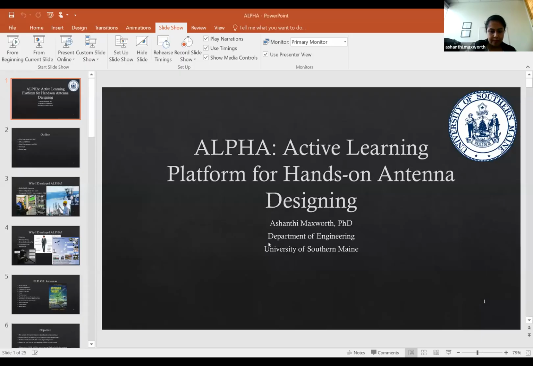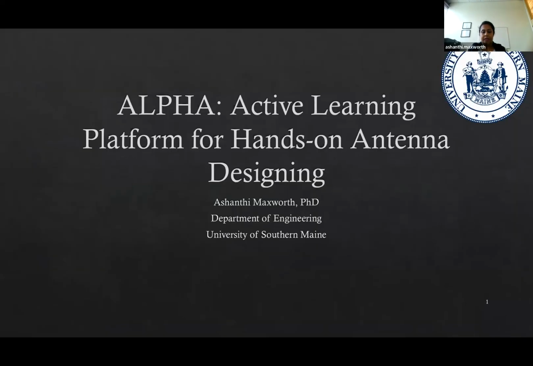So let me share my screen. There you go. I hope that you can see the slide advancements and so on. So this is a new project. It's called Alpha. Alpha stands for Active Learning Platform for Hands-on Antenna Designing.